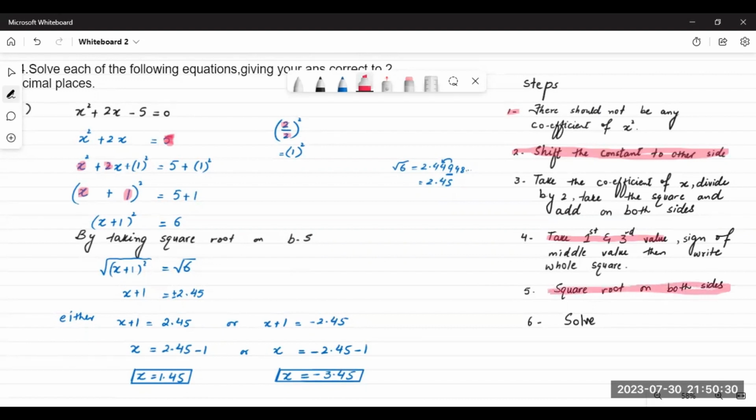We have taken the square root on both sides and we are getting the answer on the right side with the plus minus. When you get the answer with the plus minus sign, after that you have to simplify it. You have to write it either positive or negative after this step. So I have written either it is equal to positive 2.45 or it is minus 2.45. After that, you have to simplify and get the final answer, which is x is equal to 1.45 or x is equal to minus 3.45.